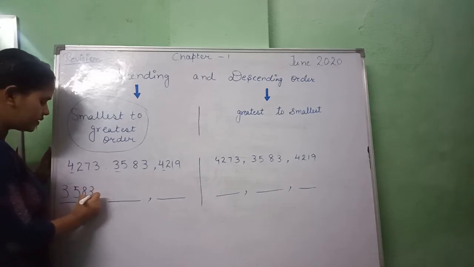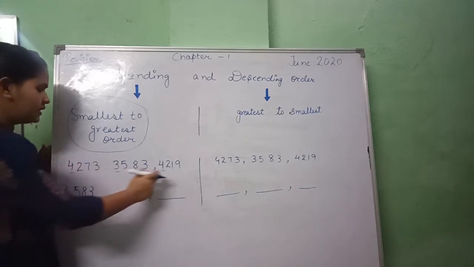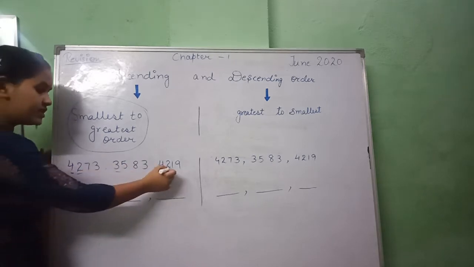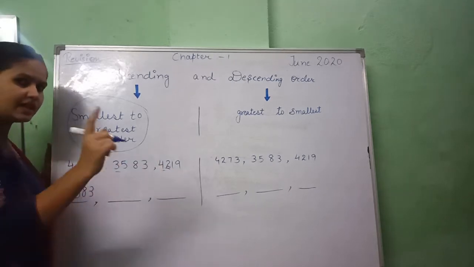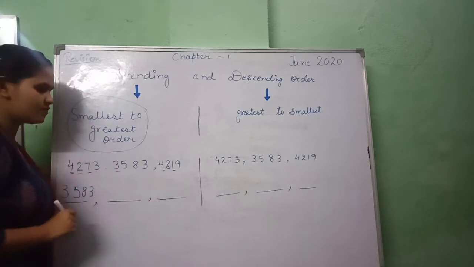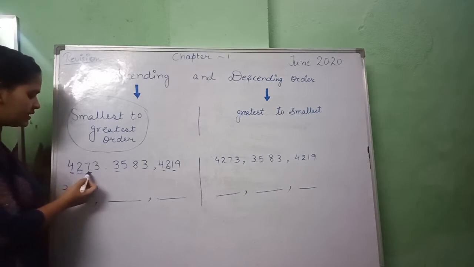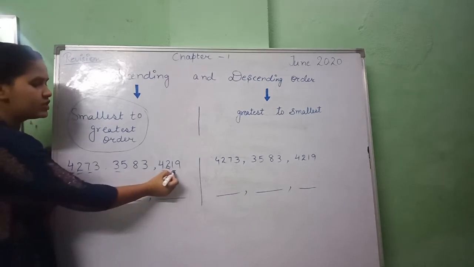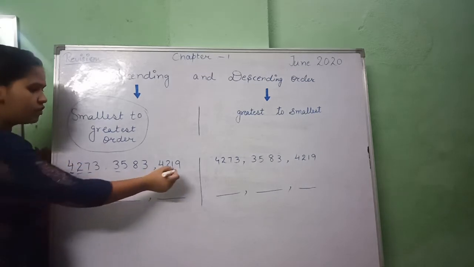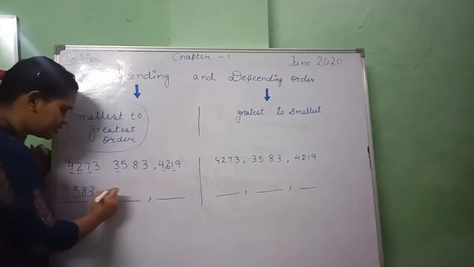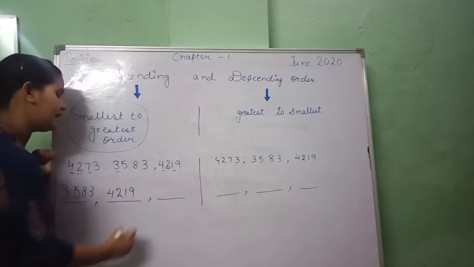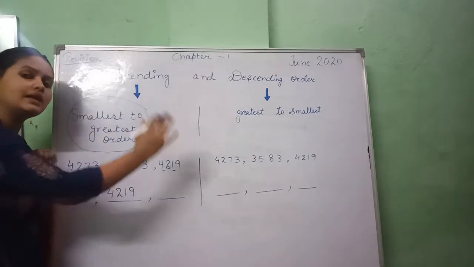right? And between these two you can see the thousands are same, and the hundreds are also same. But there is one thing, the tens digits are not same. Which one is bigger? You can see here there is 7, and here is 1. So which one is bigger? 7 is bigger. So we will take the smallest one first. So we will take here 2, 1, 9, and in the last we will take the greatest one.